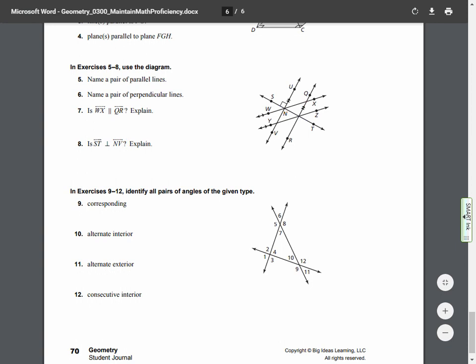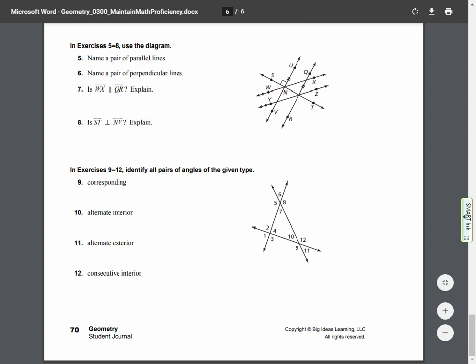Number 9. Identify all pairs of angles with the given type. Okay, so here's a lot of things. First thing, let's just go corresponding. Okay, and we'll start with 1. 1 and what other number are corresponding? Okay, let's look at this line here. Let's say that's our transversal, and here's 2 lines coming down. Okay, let's look at 1 first. 1 and 9 are in the same spot according to the transversal and their respective lines.